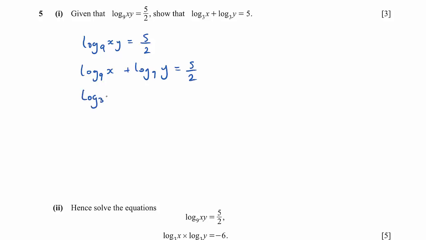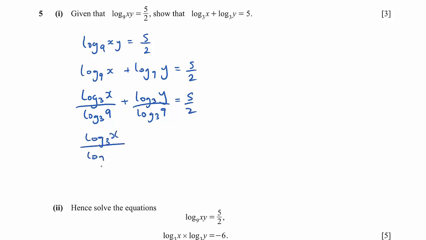So I'll have log to the base 3 of x over log to the base 3 of 9 plus log to the base 3 of y over log to the base 3 of 9 is 5 over 2. And that's log to the base 3 of x over log to the base 3 of 3 squared plus log to the base 3 of y over log to the base 3 of 3 squared. Now if we drop the 2 down, we get 2 log to the base 3 of 3. Log to the base 3 of 3 is 1.